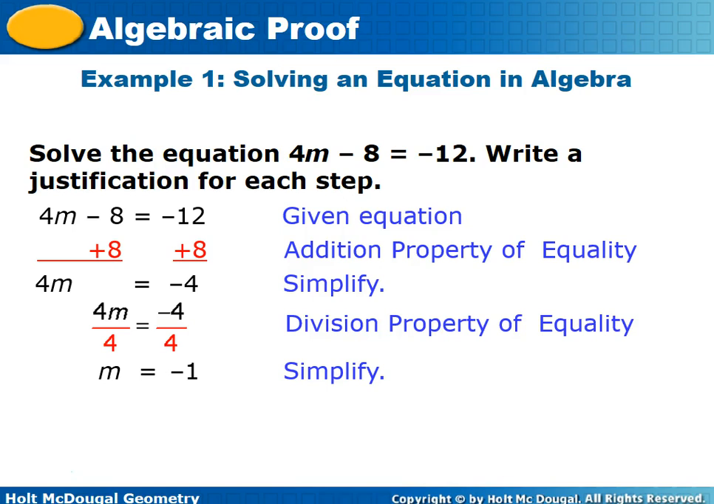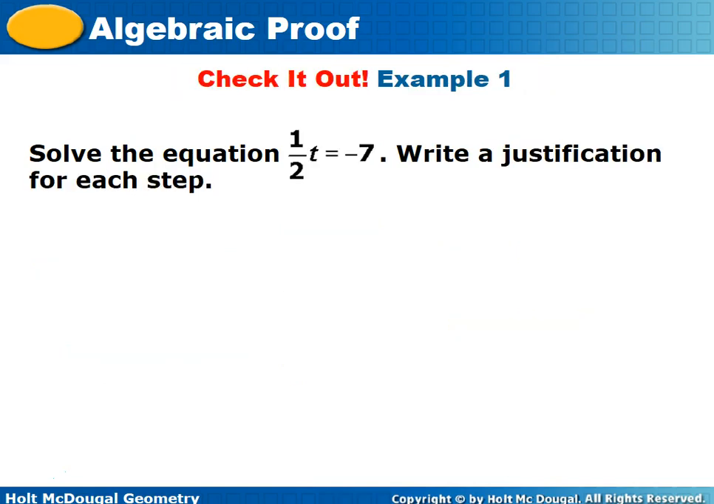Most of you would not have shown this step or this step. You would have just done it. Which means you would have put the addition property of equality and the division property of equality there. Check it out, example 1. So I want you guys to go ahead and work this problem and then come back to me when you're done.